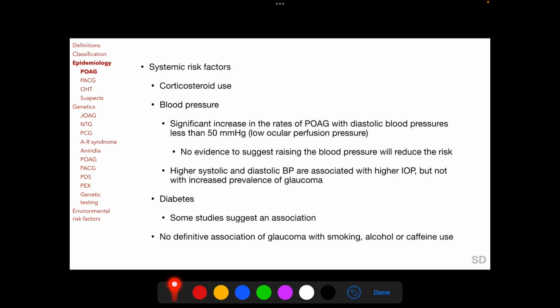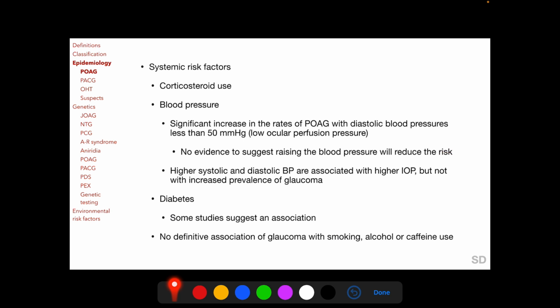Systemic risk factors of primary open angle glaucoma include corticosteroid use in any form, either topical, ocular, inhalational, or systemic. Risk of glaucoma is said to increase with low diastolic blood pressures, less than 50 millimeters of mercury, which results in low ocular perfusion pressure. But there is no evidence to suggest that raising the blood pressure in patients with low diastolic blood pressures reduces the risk of further progression of glaucoma.